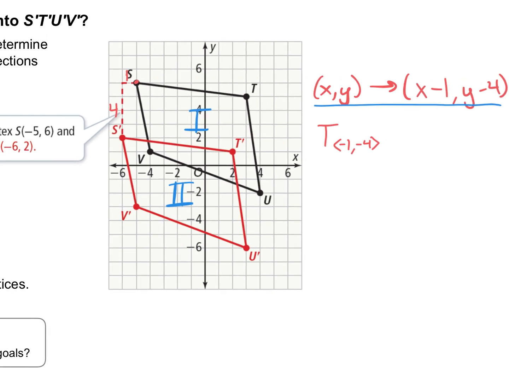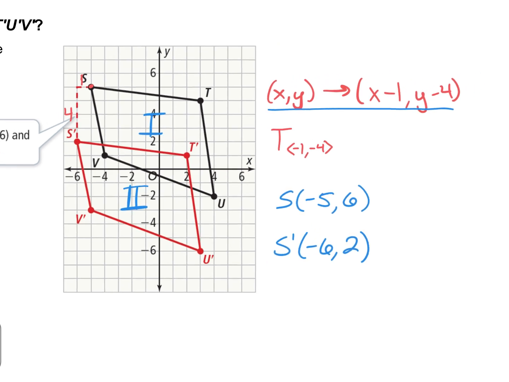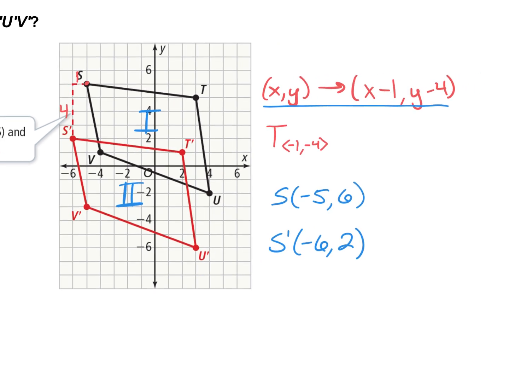Let's talk about if you were only given the 2 points. So my original S is -5, 6. My new S is -6, 2. Does anyone have an idea of how I can figure that out if I wasn't given the picture? How could I figure out how it got translated? X2 minus X1. It is. Yep, it's not over. We're just going to do them separately.